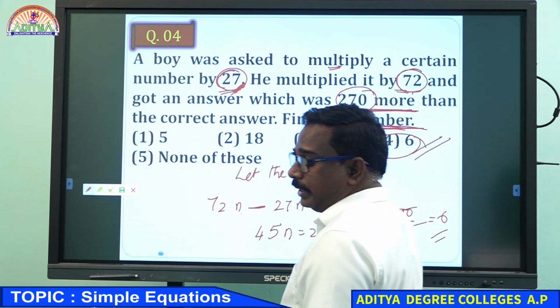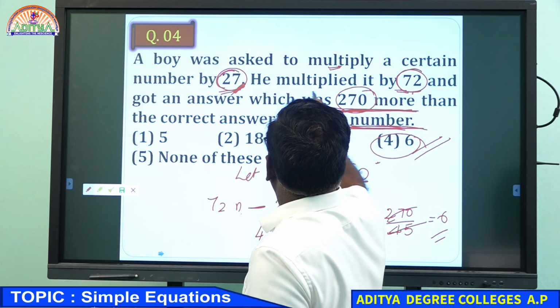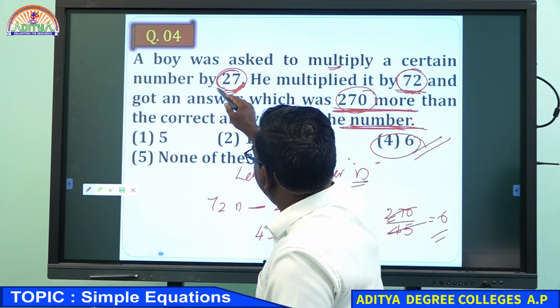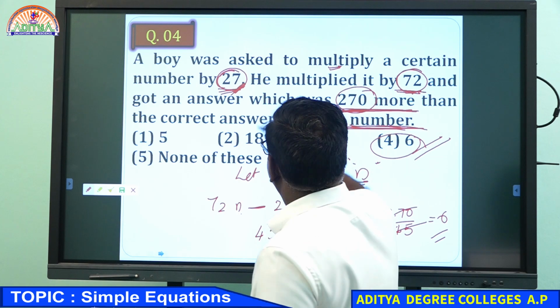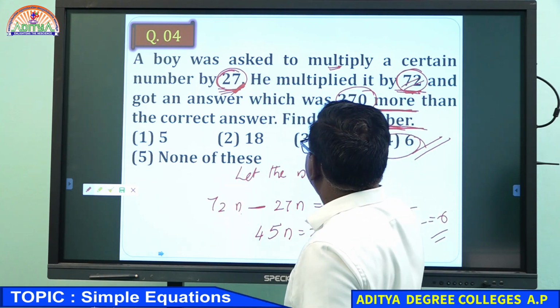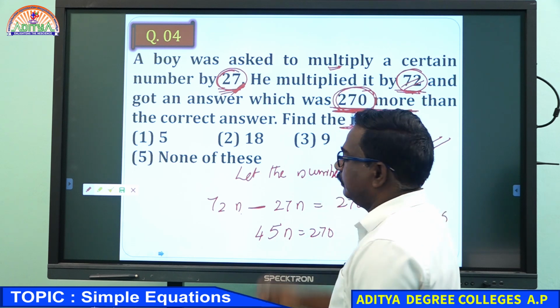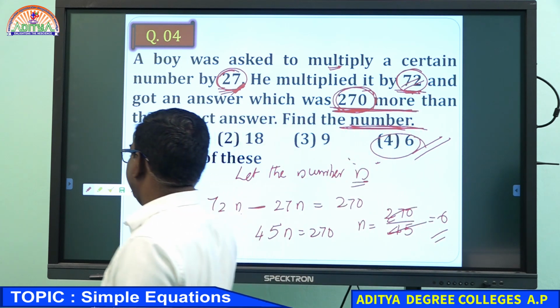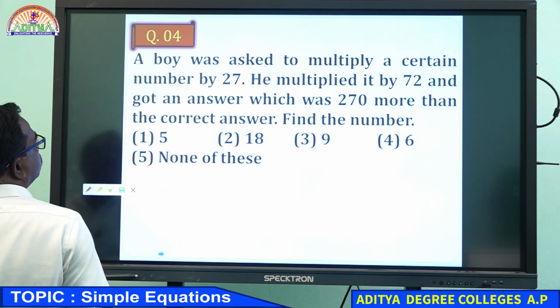You just need to read it carefully. If you multiplied by 72, actually it was 27, you reversed it and multiplied. So this one is more than this number. The difference between them is given as 270. Right? Okay. One more example.